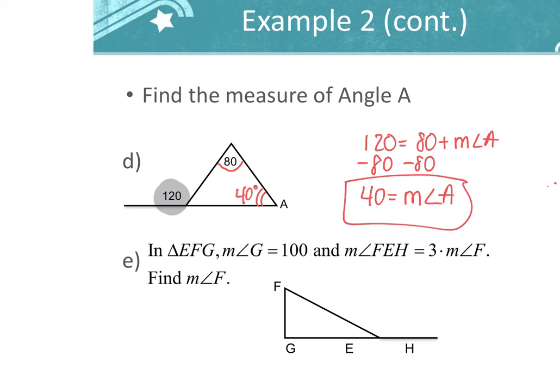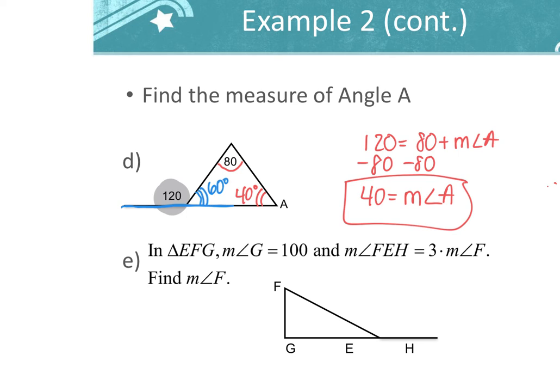Now, there is another way to do this problem. The other way is to identify that this is a line, so this 120 and this angle over here are a linear pair. So this angle must be 60, and you could have taken 60 and 80, added them together, and you would have gotten 140. Take that away from 180, and you know the last angle inside your triangle needs to be 40 degrees.